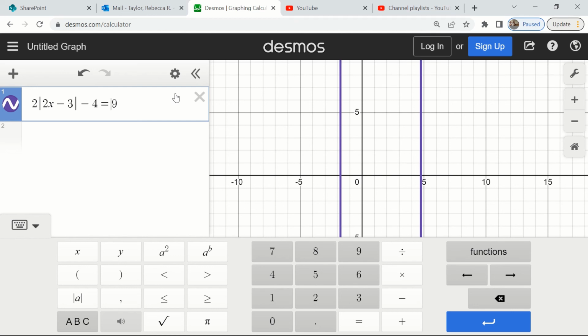So it's a really, really valuable tool. Just make sure that you're using it appropriately. You're using it to check your answers. You're using it to eliminate answer choices on a multiple choice test, know when you need to ask questions of me, and so forth. But that is how you can use Desmos to do absolute value inequalities.